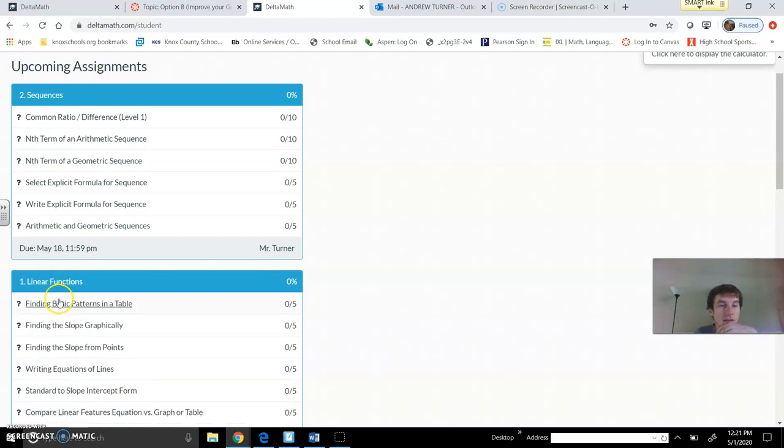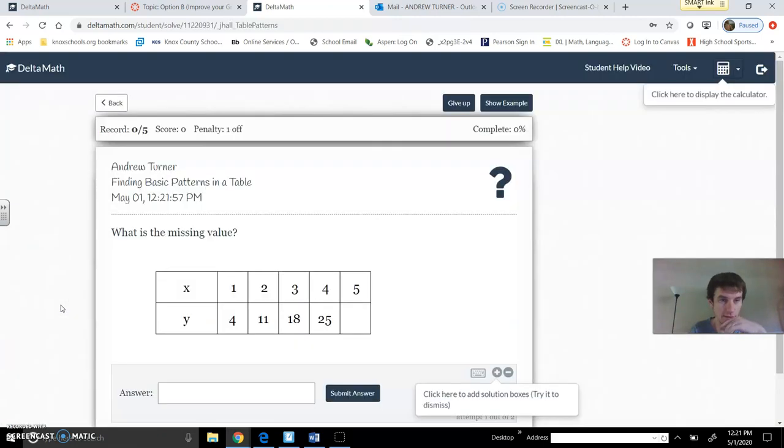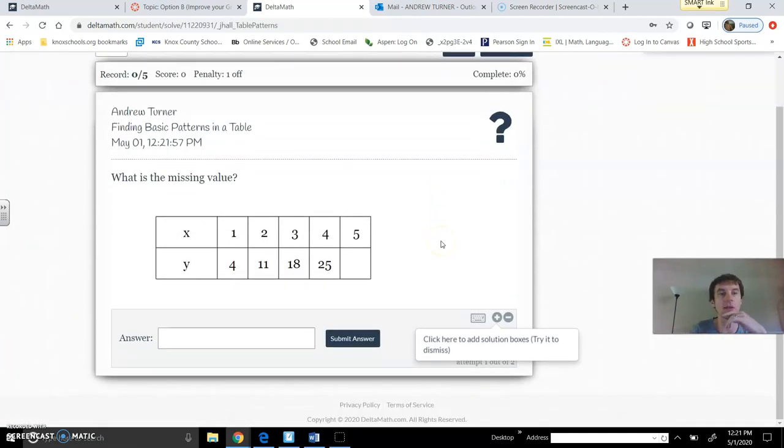And so I'm going to start by clicking in one of the skills. And let's take a look at what kind of work it's got me doing. So it says, what is the missing number? And it gives me a table of information. And so I've got 1, 2, 3, 4, and then 5, I'm missing the output. And so I start looking at these other values of the output, 4, 11, 18, 25.